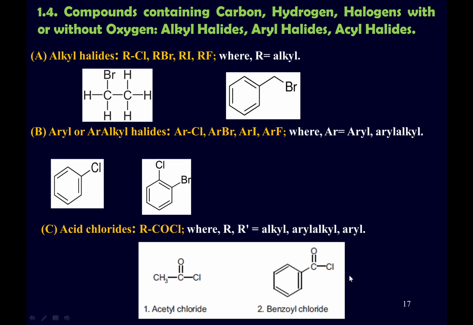Compounds containing carbon, hydrogen, halogens with or without oxygen are alkyl halides, aryl halides, acyl halides. Simple alkyl halides are, of course, bromoethane. This is benzyl bromide. You have aryl halides like chlorobenzene, bromochlorobenzene, and you have acid chlorides, which are also called acyl halides: acetyl chloride, benzoyl chloride.